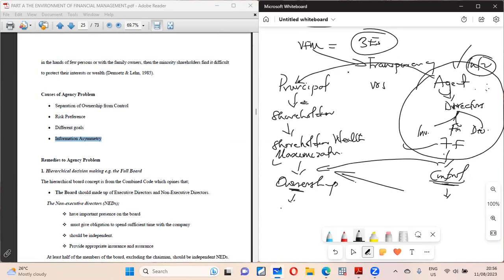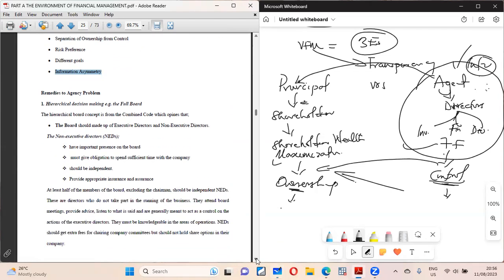It means information is on one side, and until it is communicated, the other side will never know about it. That is what information asymmetry is about. Communicate. All right. So how do you remedy this problem?